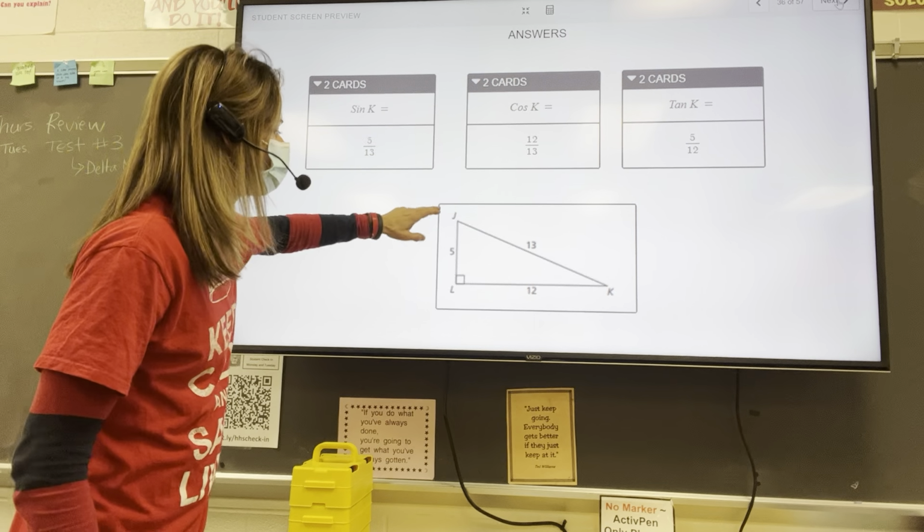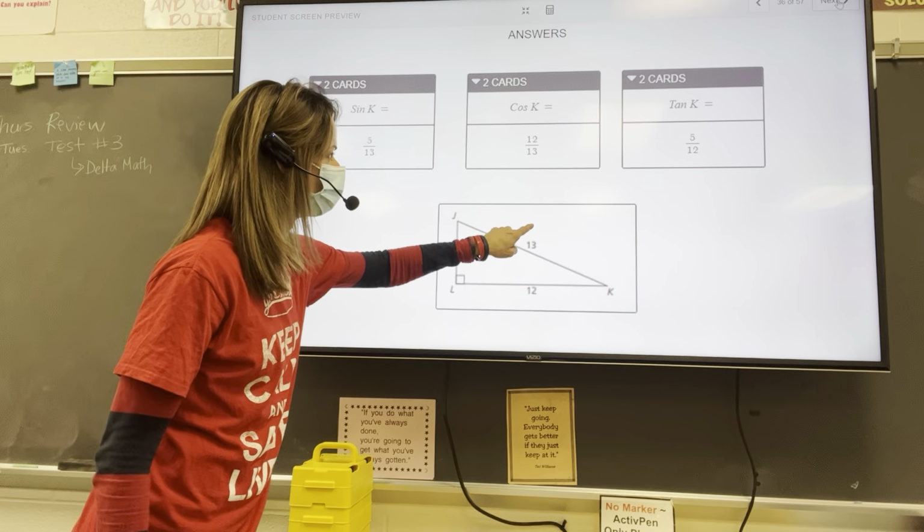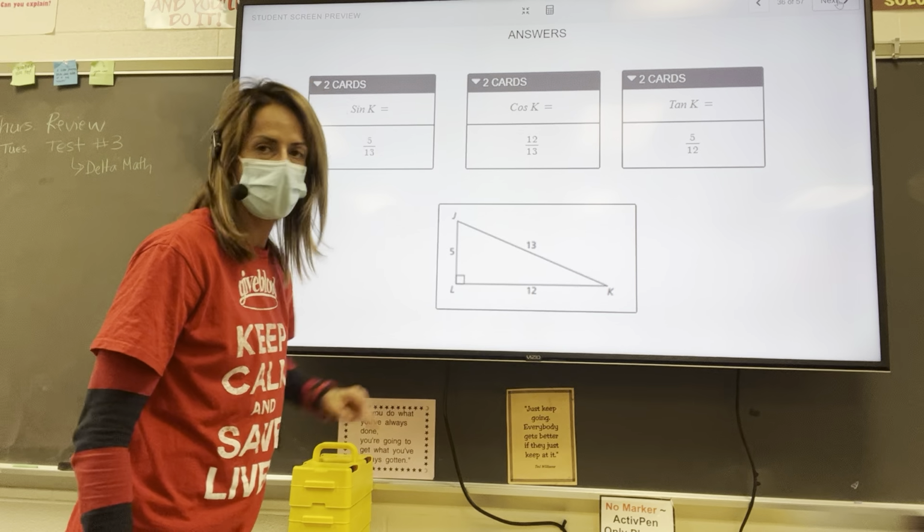So cosine is referencing angle K. Adjacent over hypotenuse. The tangent is opposite over adjacent. How are we doing?